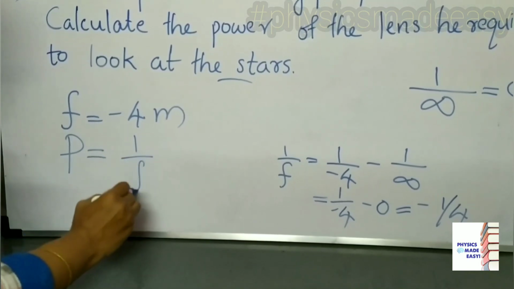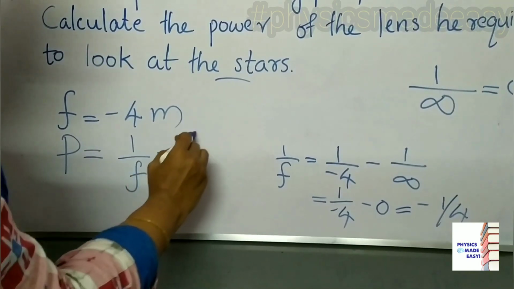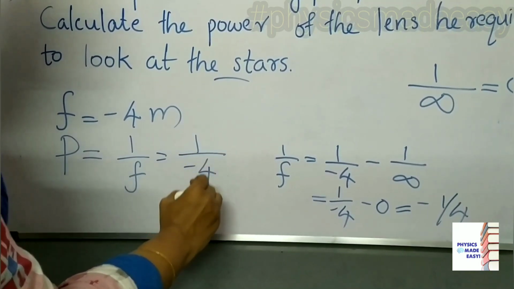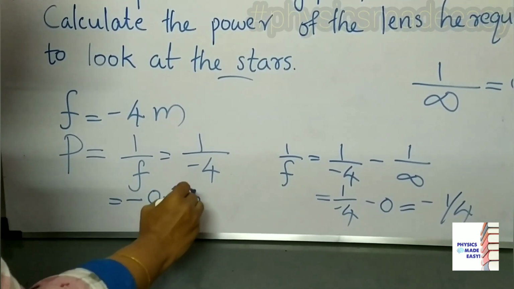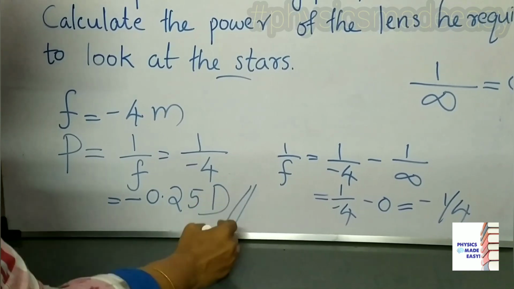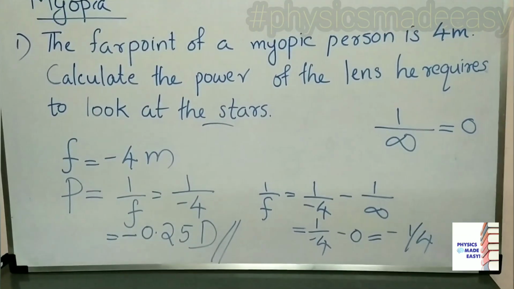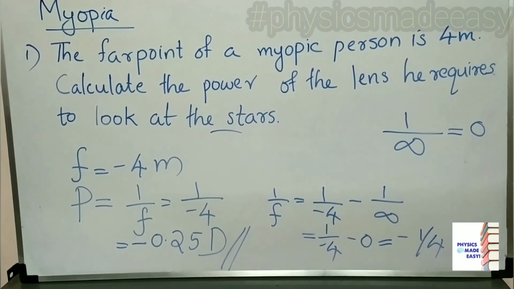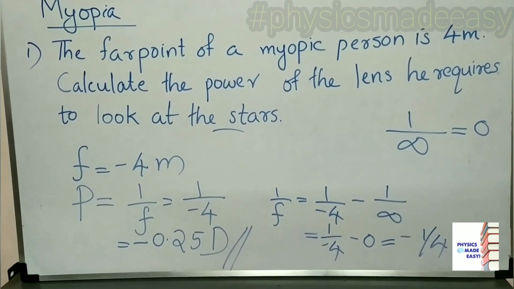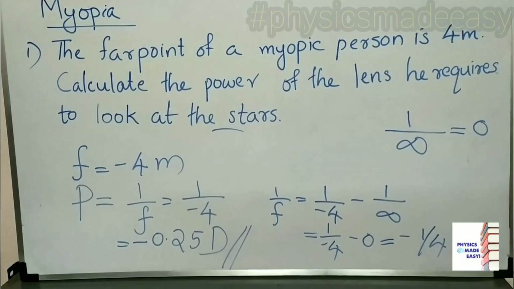You know power is equal to 1 divided by f, 1 by minus 4. So minus 0.25 diopter. This is the power of that concave lens used to look at stars in case of this myopic person having far point at 4 meter.